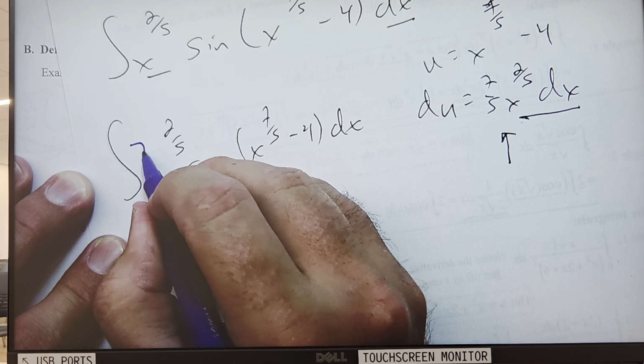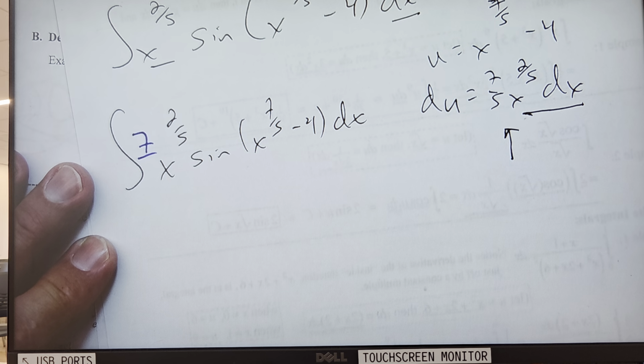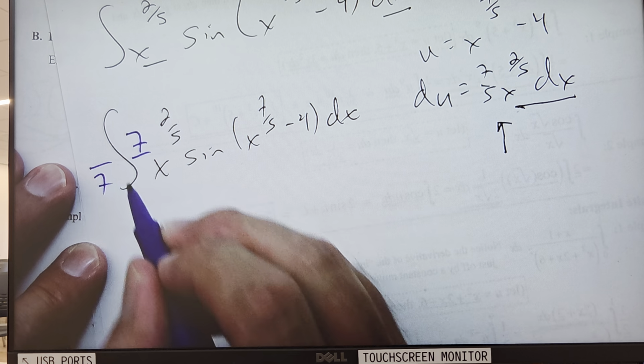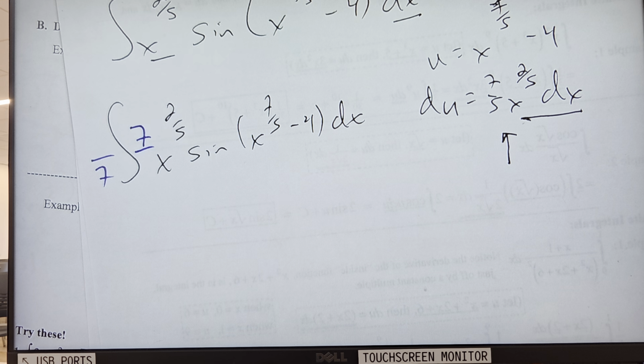I want a 7 in here, yes? So at the same time, I better put an over 7 outside. What did I just do to the integral? I multiply by 7 and divide by 7. So what did I actually just do? I multiplied the integral by 1. And what happens when I multiply by 1? Stays the same. Nothing I do can make the integral become something different, or else I'm going to get a different answer than I should.